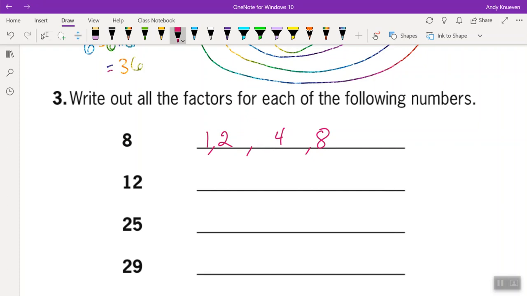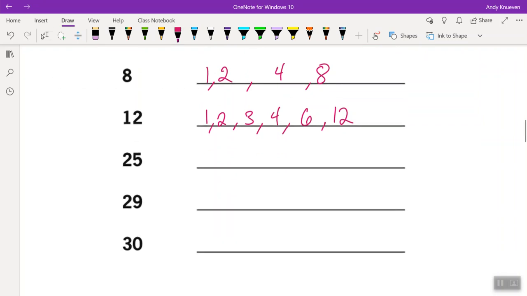Then I'm done. 12. Well, I know it's going to be 1 and 12. And then 12 is even, so 2 times 6, and then 3 times 4. Put commas between all of our numbers here. And I'm in the middle then, so I'm done.